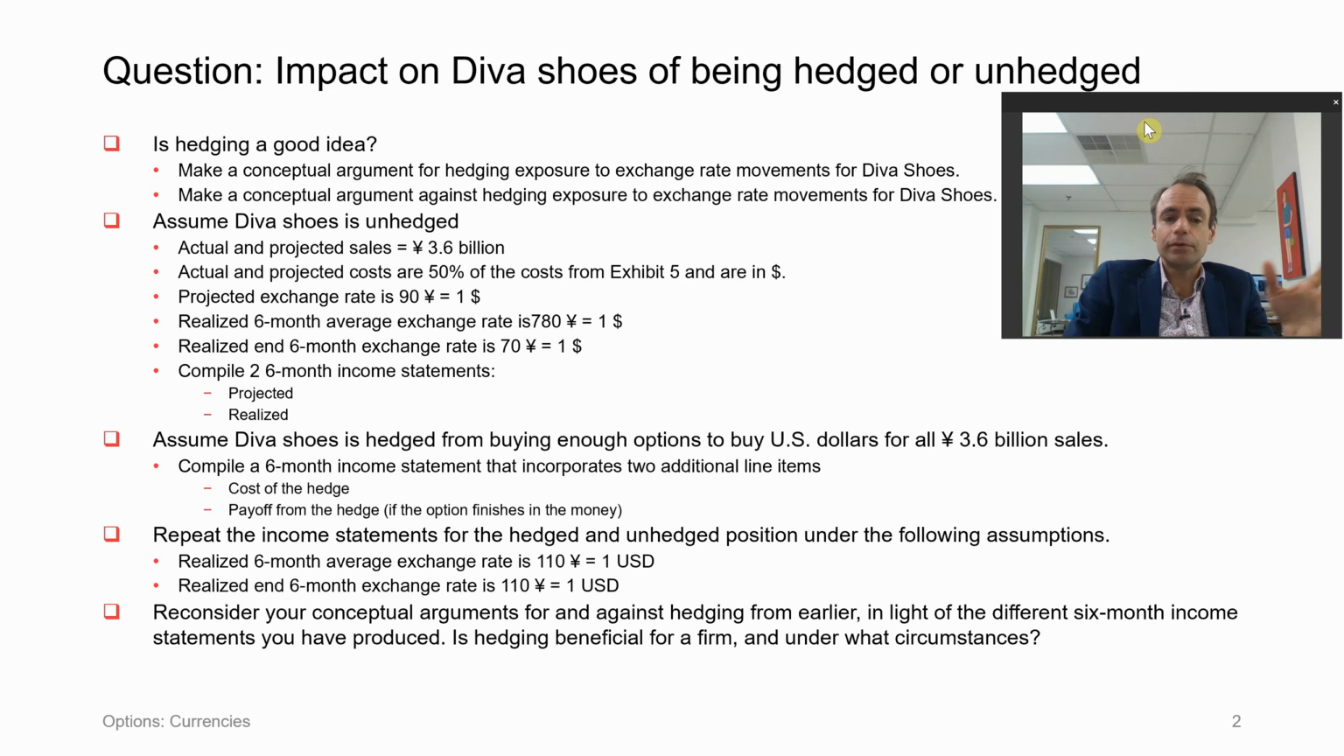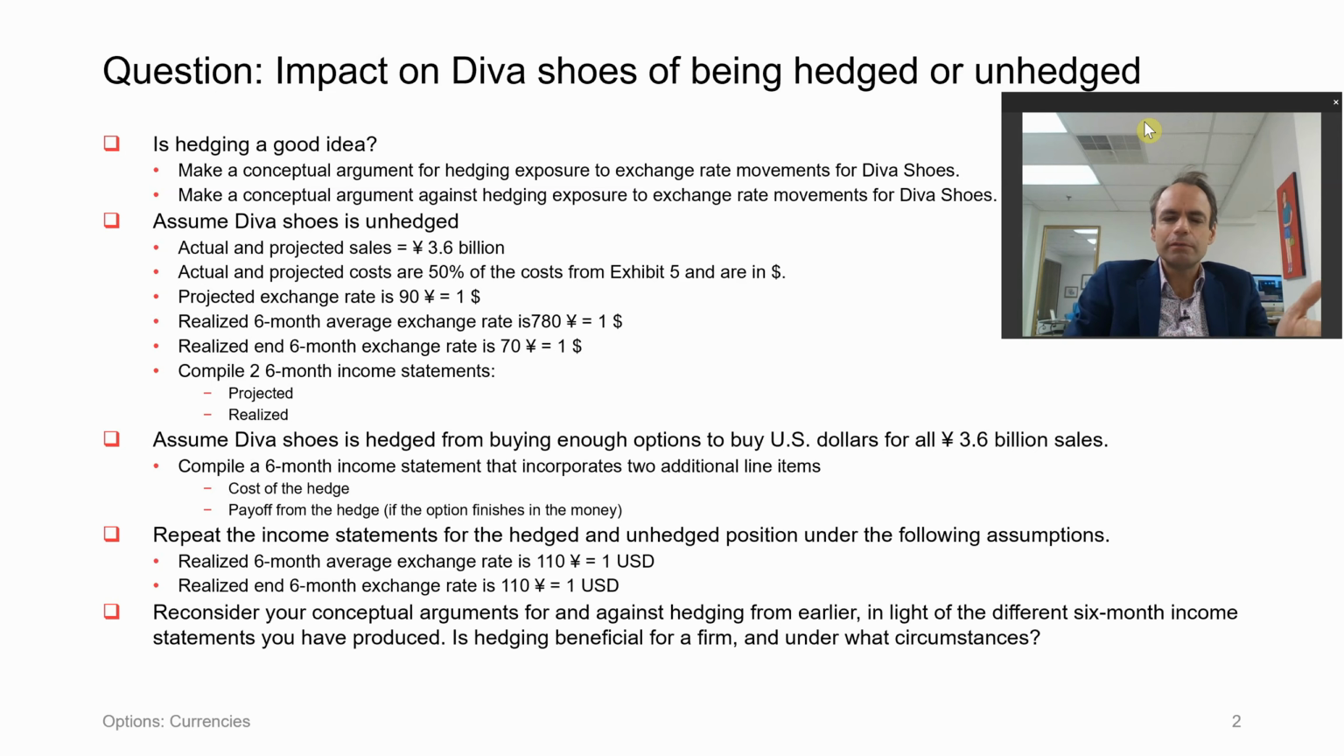So in the first situation, we have an average exchange rate over 6 months and an ending exchange rate over 6 months of 70 yen equals 1 US dollar. We then have a situation where the average exchange rate and the ending exchange rate is 110 yen equals 1 US dollar. But you could have an alternative situation where the average exchange rate over time is different to the ending rate. And that could expose Diva Shoes to more uncertainty about how much to hedge.